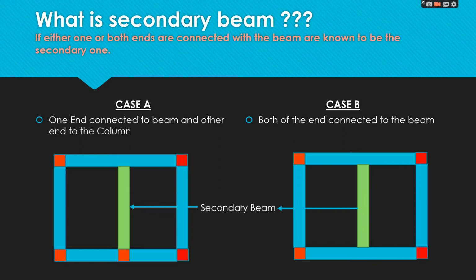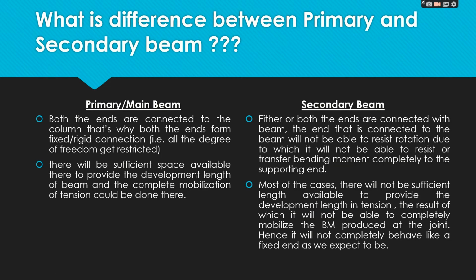Case first. In this case, one end is connected to the beam and the other end is connected to the column, and it is shown in the left picture. And in case second, both the ends are connected to the beam, and it is shown in the right picture. And in this slide, we will discuss the difference between primary and secondary beam.